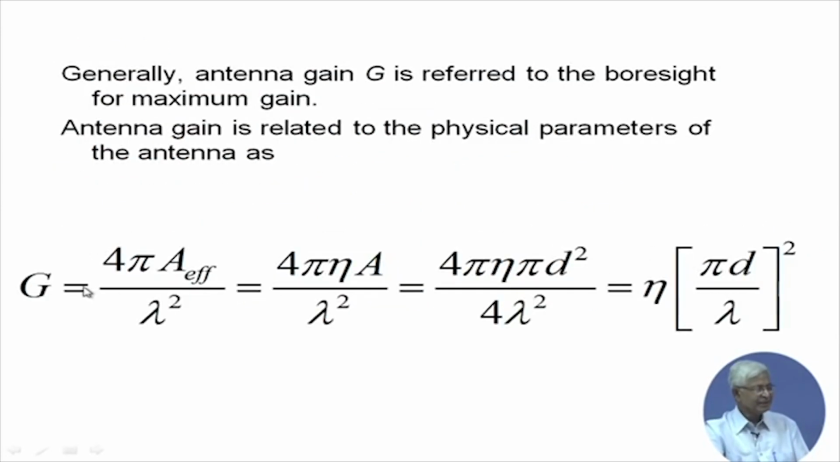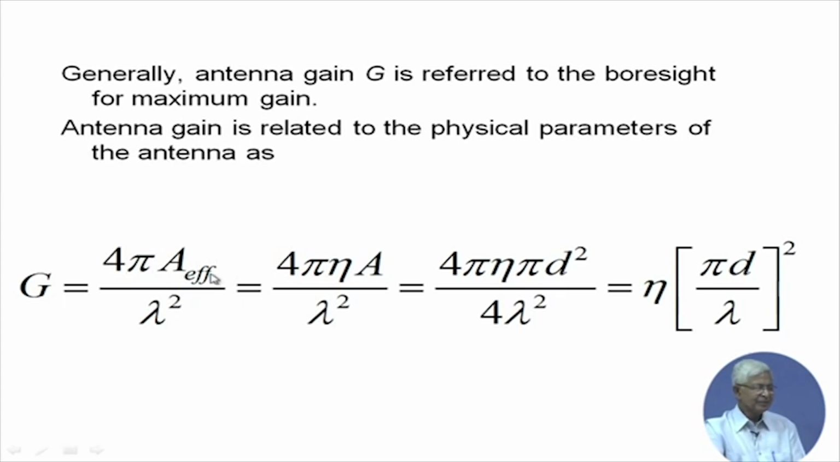Now, this G again is related to some physical parameters. Generally, this antenna gain G is referred to the boresight. We will not go into G(theta, phi) in detail. So, G is generally taken as boresight, the maximum gain. So, it is actually G max. So, G is 4 pi times the effective aperture of the antenna by lambda square.